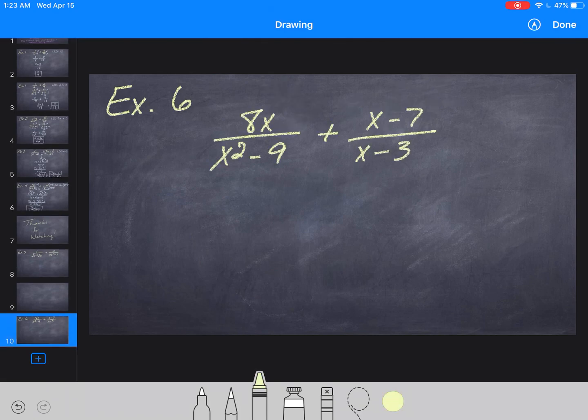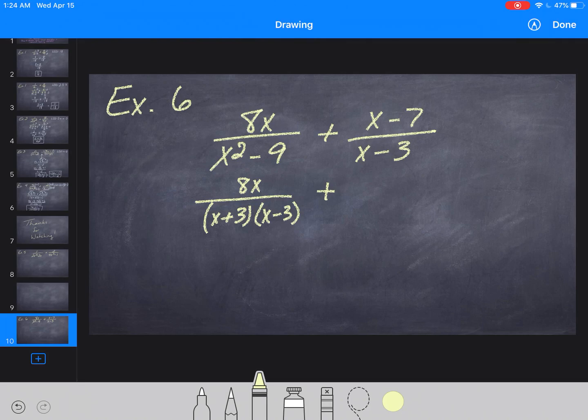Let's take a look at example 6. Don't forget, the first thing that we do is factor our denominators. So I have 8x over x squared minus 9. You can pause here while you factor using the difference of squares. You end up with 8x over x plus 3 and x minus 3.